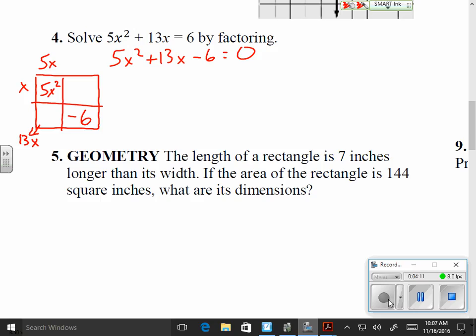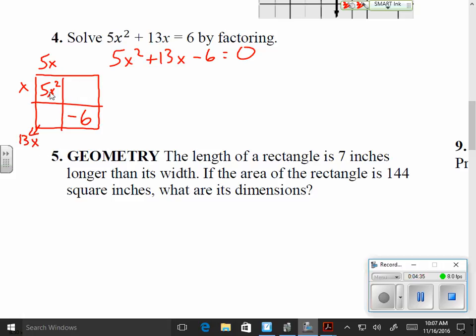For number 4, I'm asked to solve this by factoring, so I'm going to use the box method. You could use another method to help you factor, but I'm going to use the box method. So I put the 5x squared in the top left and the -6 in the bottom right, and these two other diagonal empty boxes have to add up to 13x.